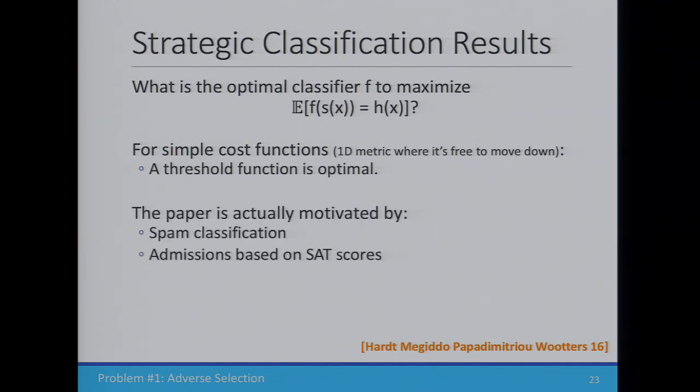And I just want to point out that this paper is not in the healthcare setting. It's actually motivated by spam classification or admitting people based on their SAT scores. But the point here is that some work has already been done on how to deal with manipulated data, like patients who have been upcoded, to then properly do risk adjustment.